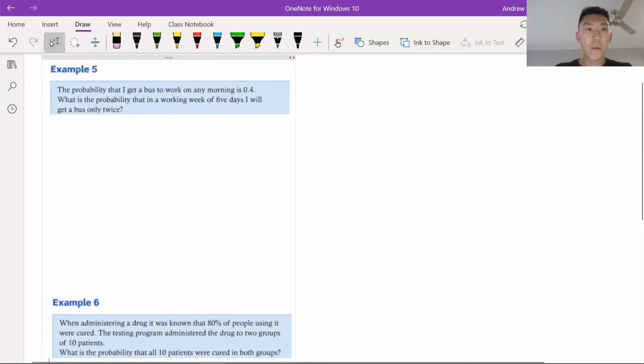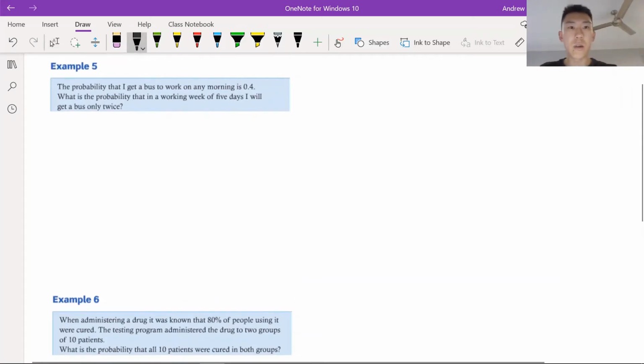Okay, so the probability that I get a bus to work on any morning is 0.4. What is the probability that in a working week of 5 days I will get a bus only twice? So, okay, so let's go through the checklist of conditions for a binomial distribution, right? So, is there a discrete number of trials? So 5 days. Yes, we do. All right, n is 5.